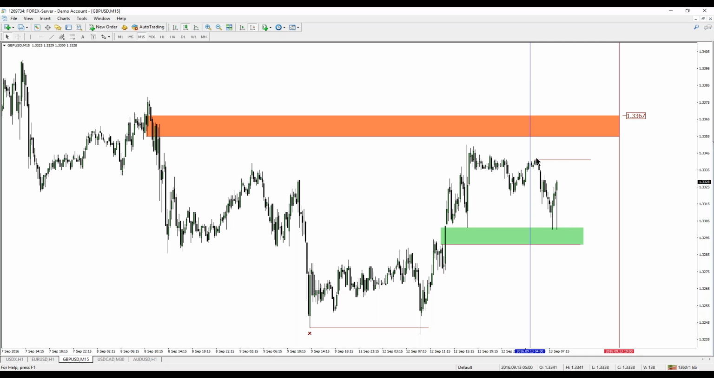Personally, I think they're going to run these stops here and that's going to inject liquidity, sending us up into 133.50 to 133.55.